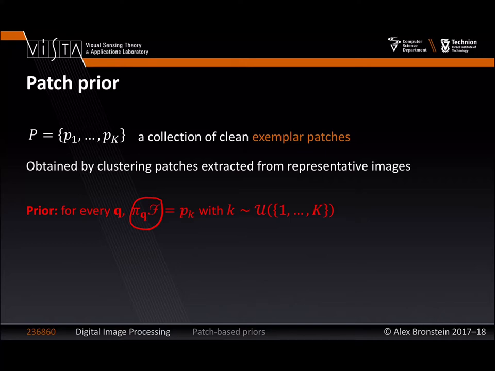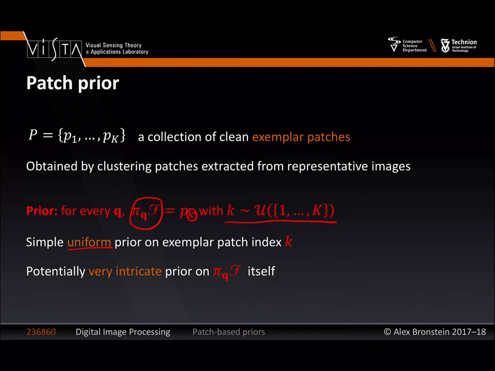And of course, this is a stochastic quantity. So I will assume that it is p_k, with the index k drawn uniformly from 1 to K. Okay, so this index k admits a uniform prior. Of course, you can say that this is a very simple model. It's trivial, right? It's just too simple. But remember that this uniform prior on the index k translates into potentially a very complicated prior on the patch itself, right? Because I'm selecting something with a lot of structure from that set of exemplars.